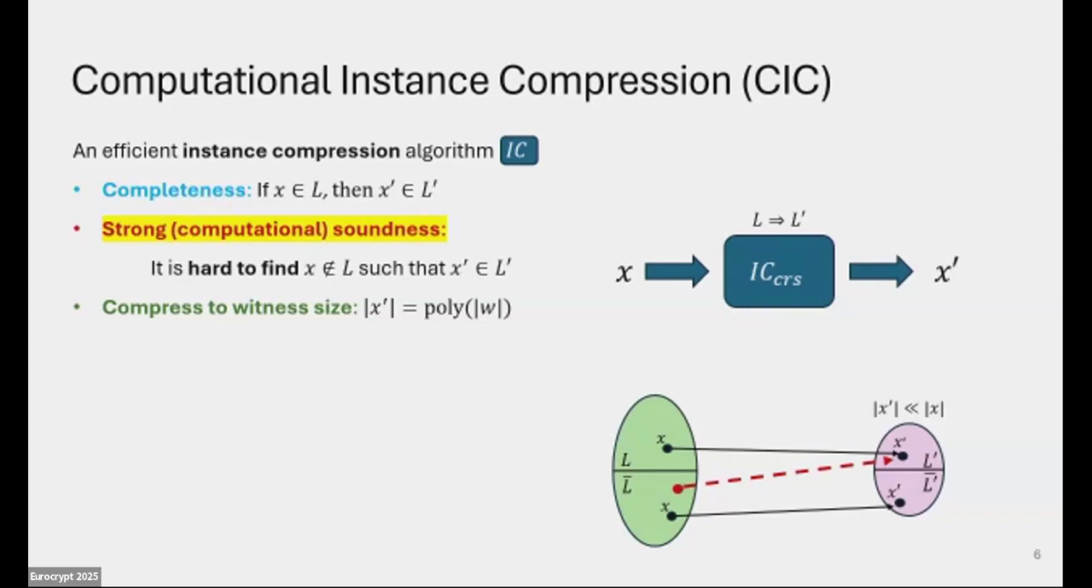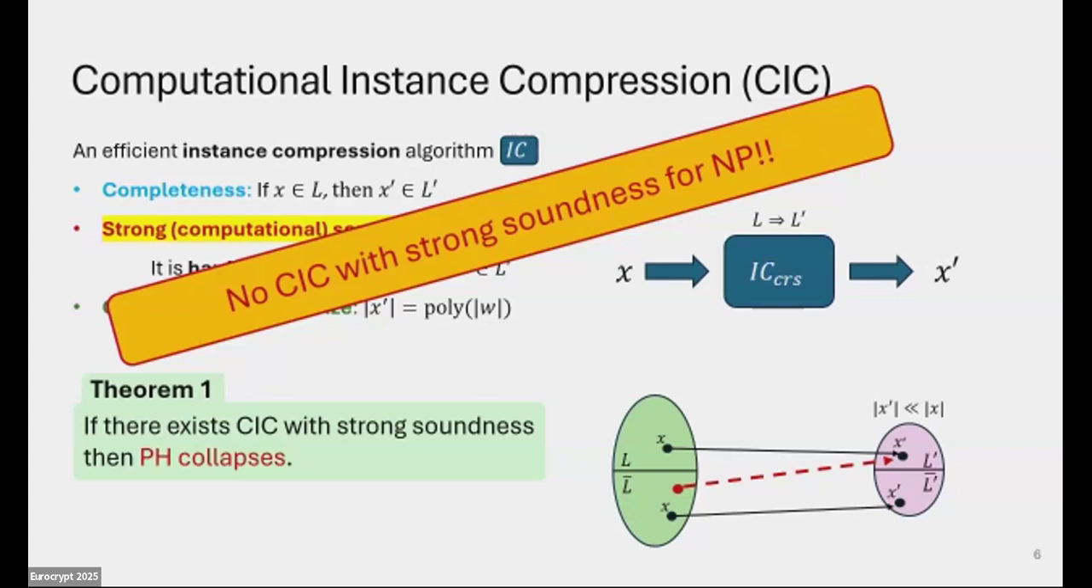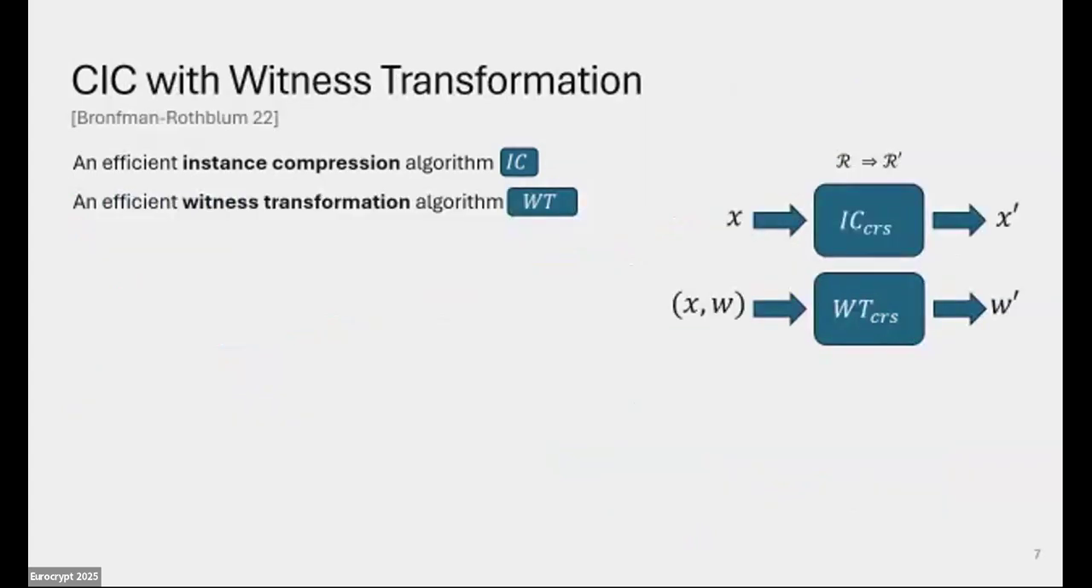So first of all, this object is enough, but we do not expect to have this object under standard assumptions. If there exists CAC with strong soundness, the polynomial hierarchy again collapses. So we do not expect to have this object. And now we're going to define the weaker notion introduced by Bronfman and Rothblum.